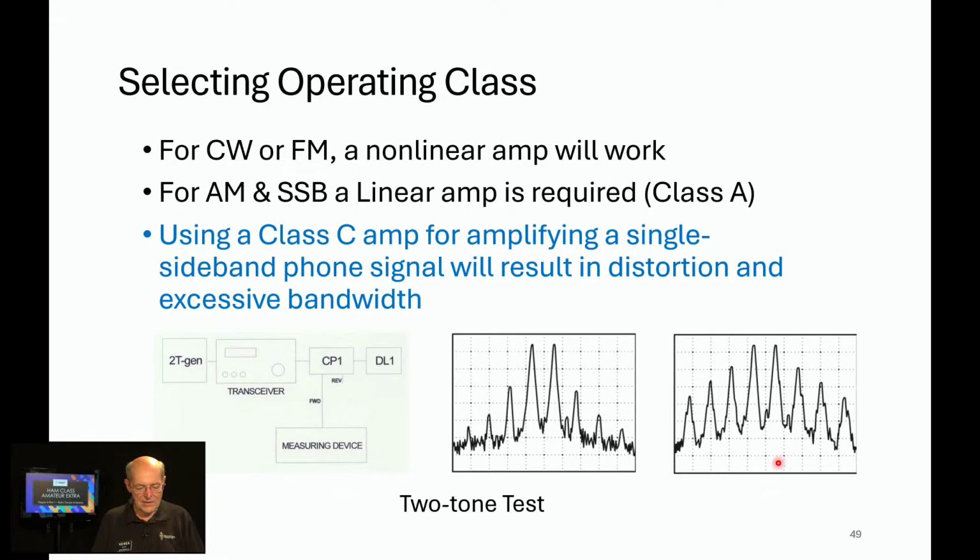This one here is much worse. So you can see we've got all kinds of splatter and distortion going on. So I'll just mention that the two-tone test is the way that this is categorized, and Gary will get into that in more detail in a future class. But it's important to know the blue text here.